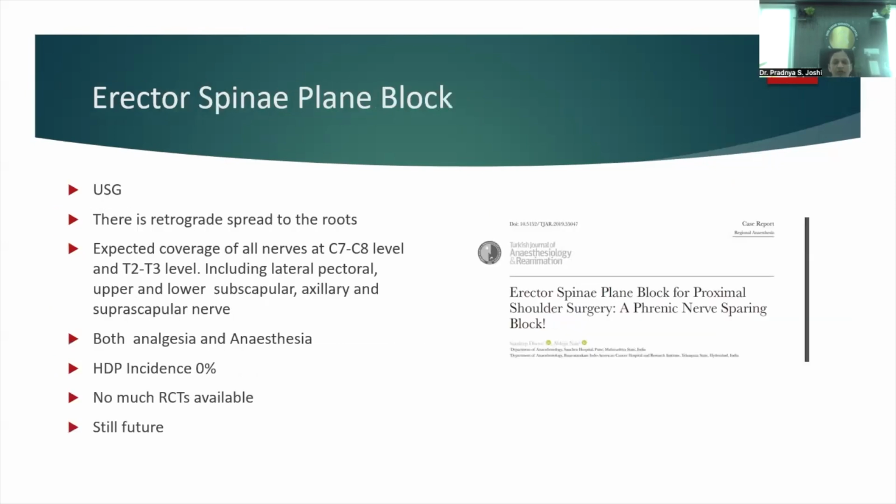This is a good block we have already used for other abdominal as well as thoracic surgeries. Now it has evolved for proximal level surgeries. When we are giving this block at the C7, C8 level or the T2, T3 level, there are case reports which have presented that there will be a spread and there will be a blockade of the lateral pectoral, subscapular, axillary and suprascapular nerves. It is again a good block for analgesia as well as anesthesia. As the phrenic nerve is spared totally and we are blocking the nerve proximally, this may be a good block, but as there are no RCTs, this block is still in the future.